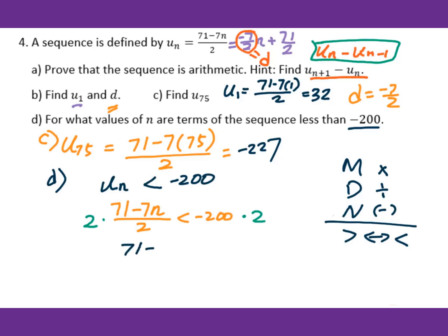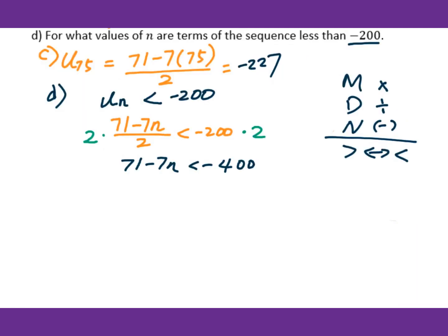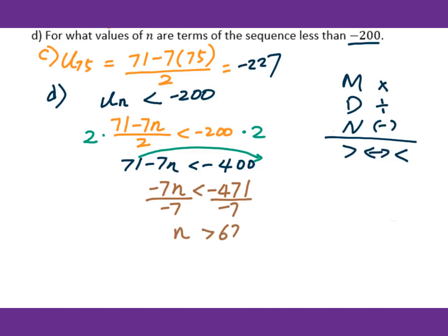So we get 71 minus 7n less than negative 400. Isolate the variable on one side, so we get negative 7n less than negative 471. Then we divide by negative 7. You will get n greater than 67.3, which means n equals 68.